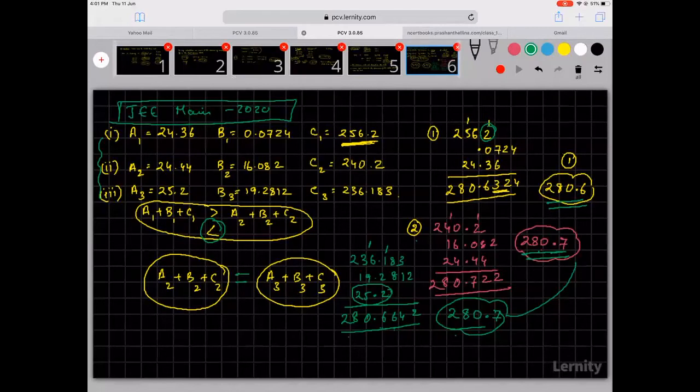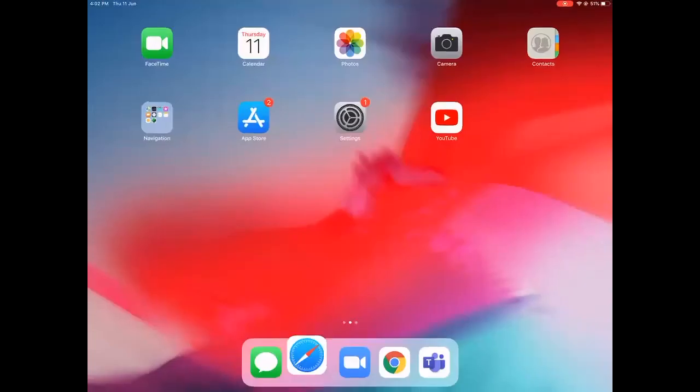So here, because it is to 1 decimal place, I answered it to 1 decimal place. So 1 decimal place means I'll round it off to 280.7. Okay. Yeah.